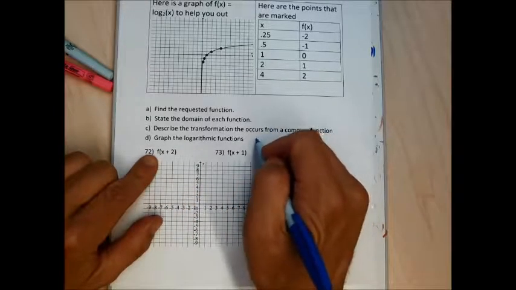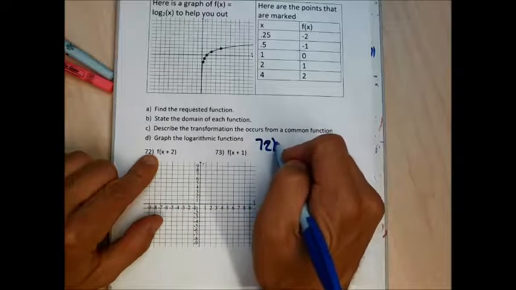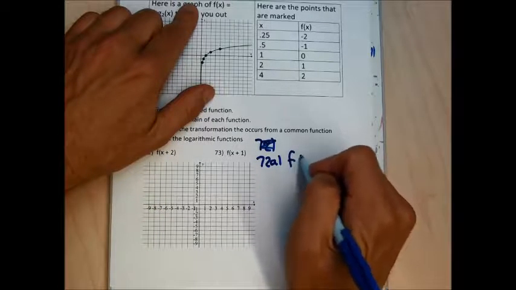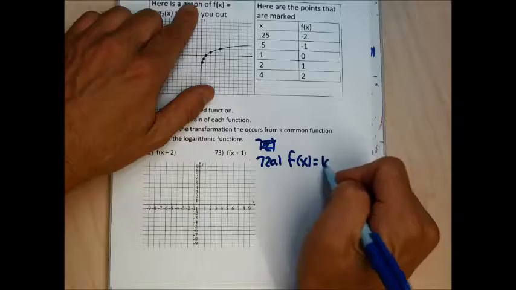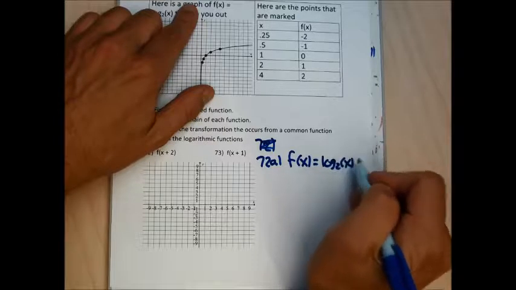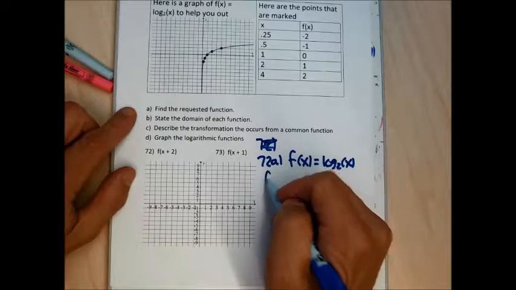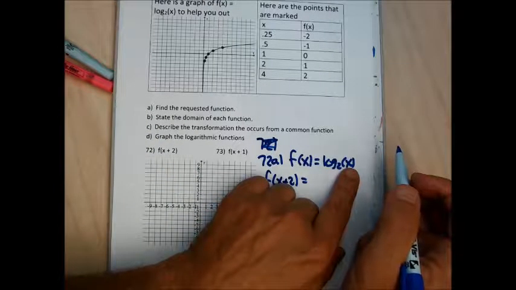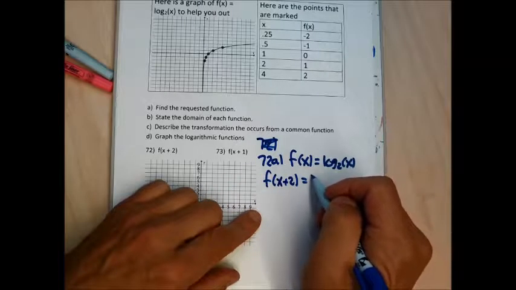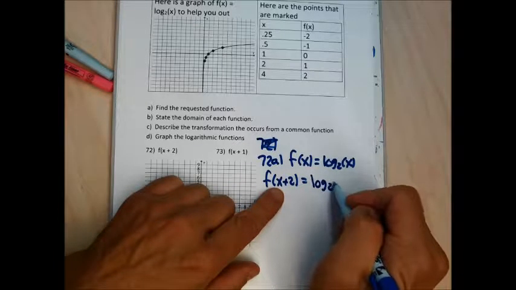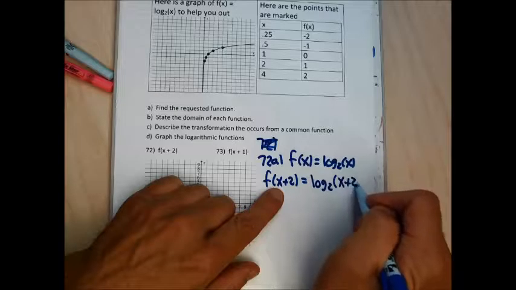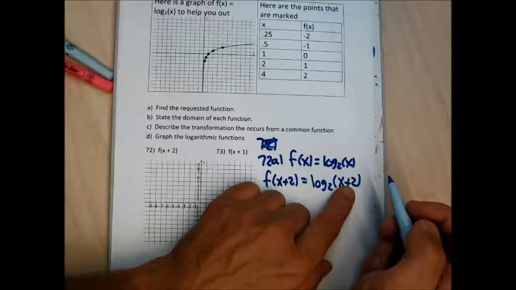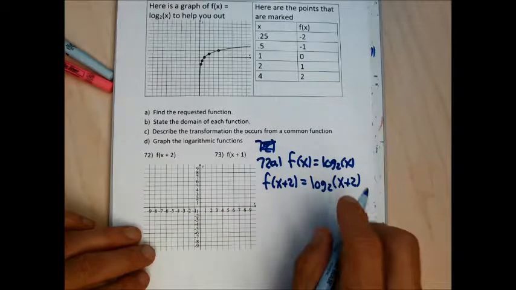For 72 part A, given this function f of x equals the log base 2 of x, I want to find f of x plus 2. That's easy enough. I'm just going to change that x to an x plus 2. And generally, when the x plus 2 is in parentheses, we'd leave it in parentheses unless the x plus 2 was going in an exponent, then you wouldn't really need the parentheses. But this is the answer to part A.